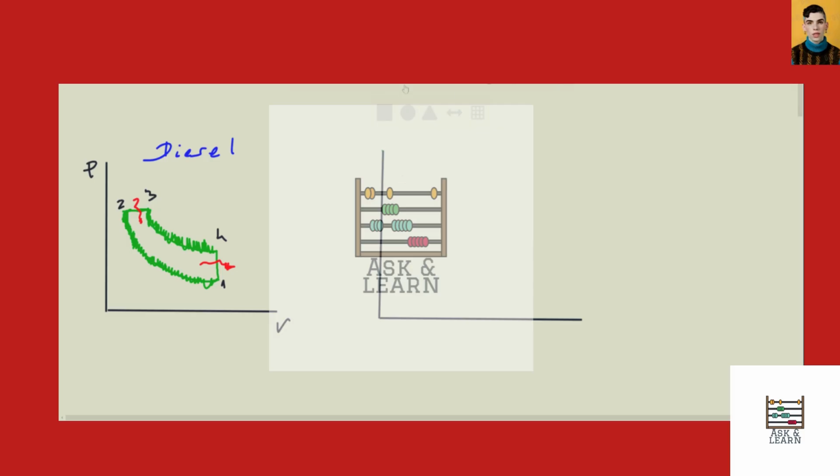The ideal Otto cycle, let's put here PV, and this is the ideal Otto cycle. This is going to be an isentropic transformation followed by a constant pressure transformation, then another isentropic, and then another constant pressure. Sorry, constant volume, not constant pressure. So again, the heat enters here and leaves in here, and these two are isentropic.